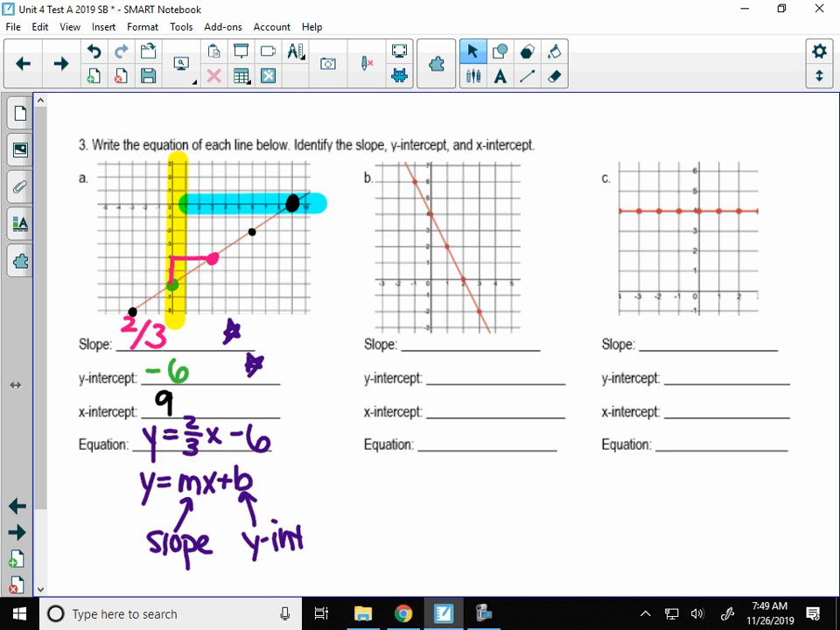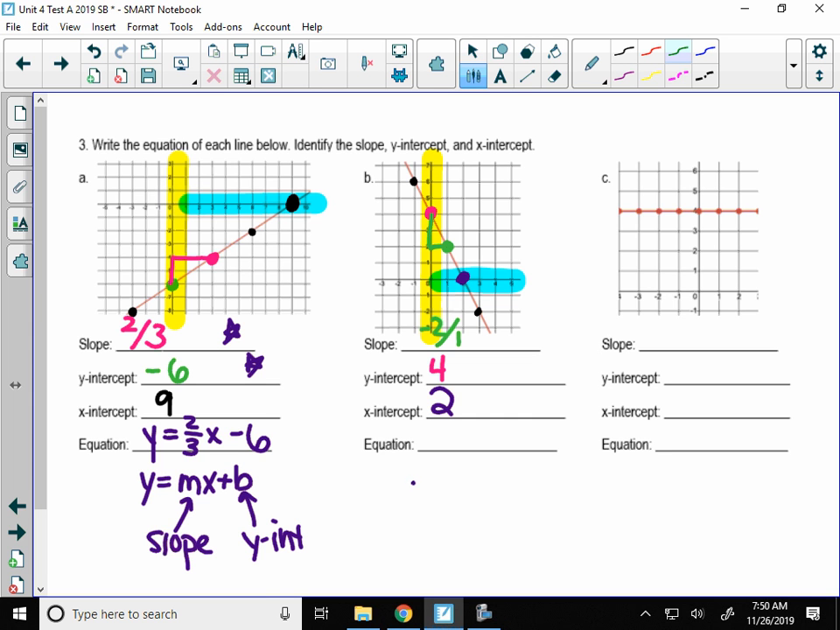Part B, another slanted line. Let's identify our points again. I'm going to start with my y-intercept here. There's a point on the y-axis at 4. That's your y-intercept. Now my slope is going down. It's negative. So I'm going to count the rise over run here. I'm going to go between that pink point and this green point. Looks like I go down 2, right 1. So down 2, right 1. And then my x-intercept, again where we cross the x-axis, happens right here at positive 2.